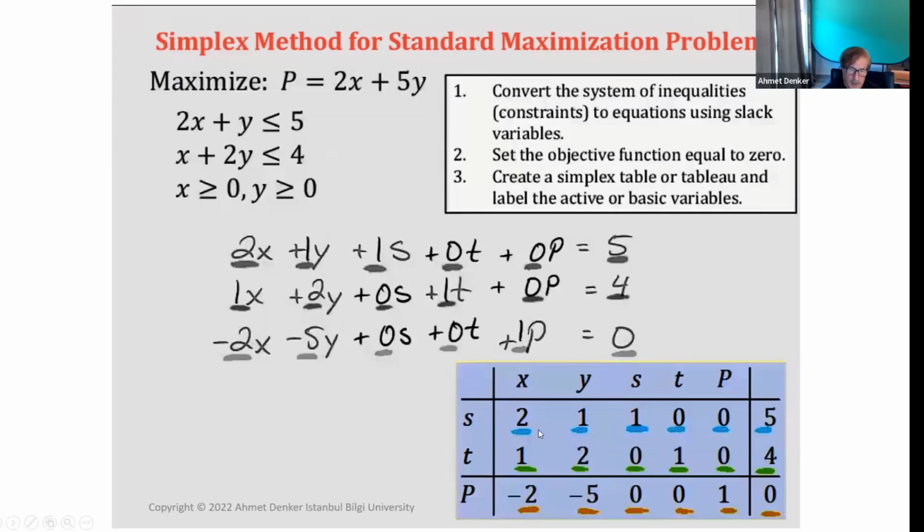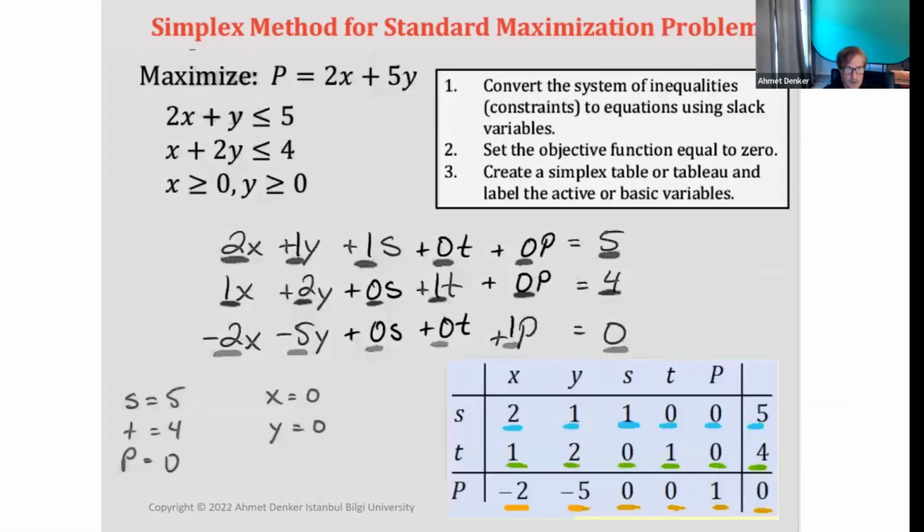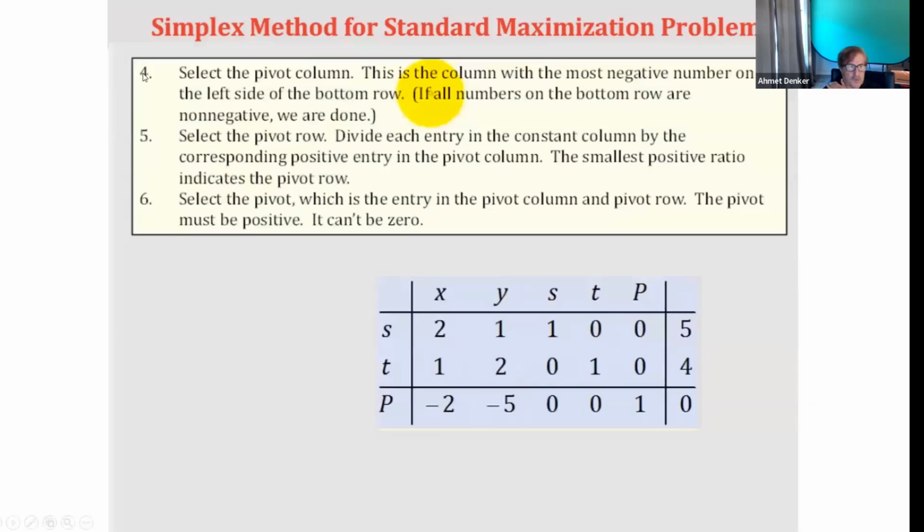Okay, so our aim now is to make some operations, to try to make this bottom row all non-negative. Now, what were we doing for this? Let's remember, or let's just recall the steps at the beginning. Now, we will look at items 4, 5, and 6.